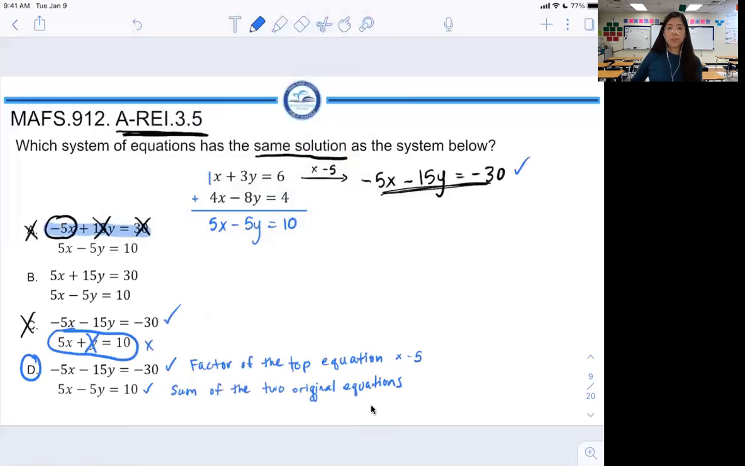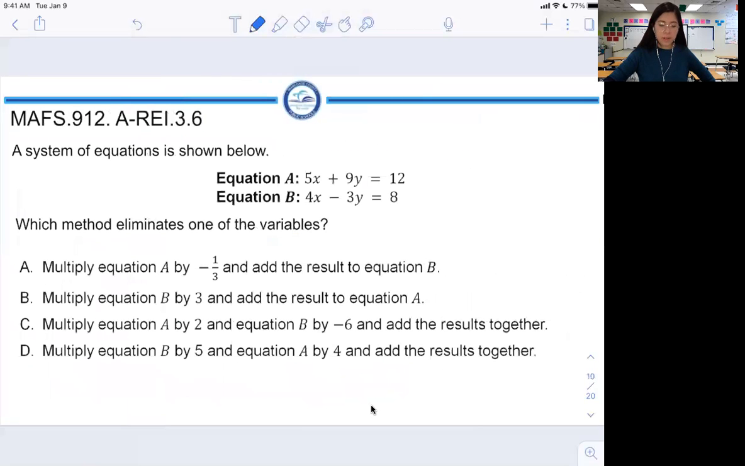So remember, you can get equivalent equations or systems by multiplying by the same number straight across, dividing by the same number straight across, adding the top and bottom equations together, or subtracting the top and bottom equations from each other. All right, so D. Next problem.